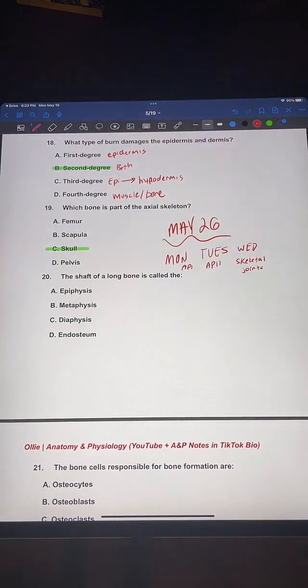19 is C. It is the skull. So the axial skeleton is our skull, our vertebrae, our ribs. The femur, scapula, and pelvis are all appendicular.